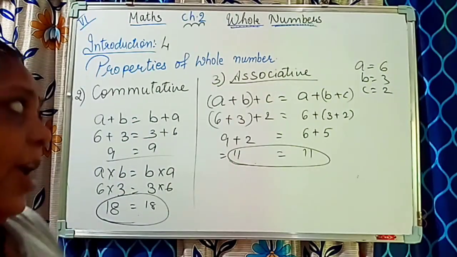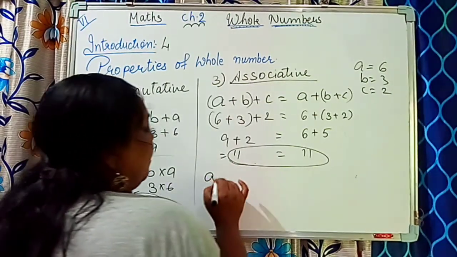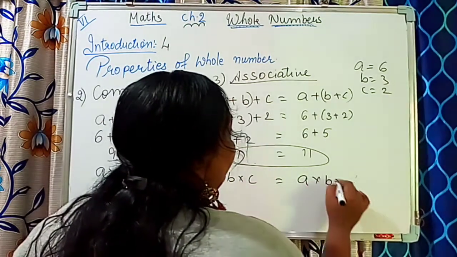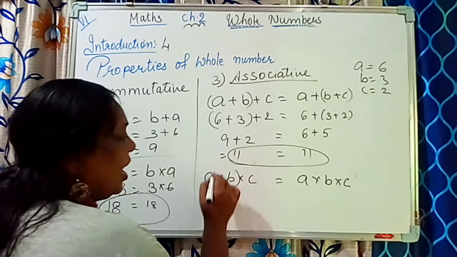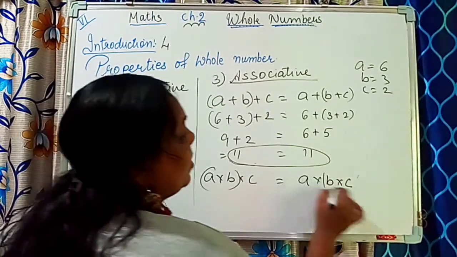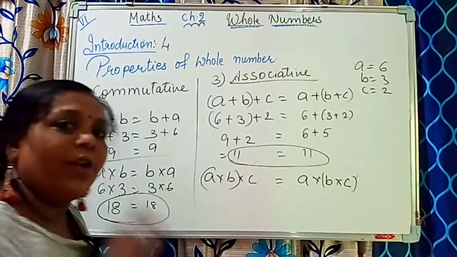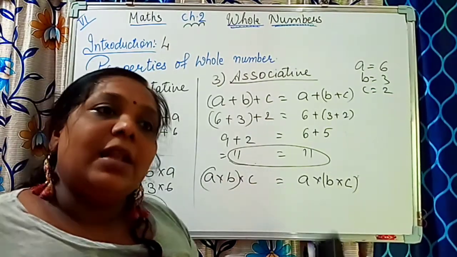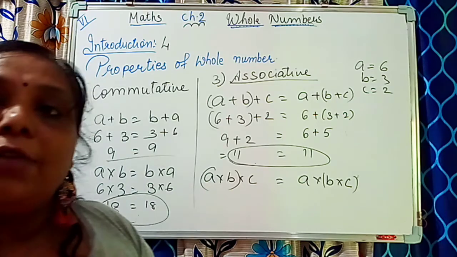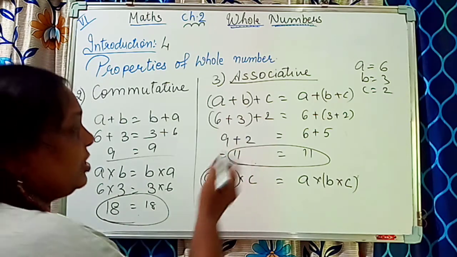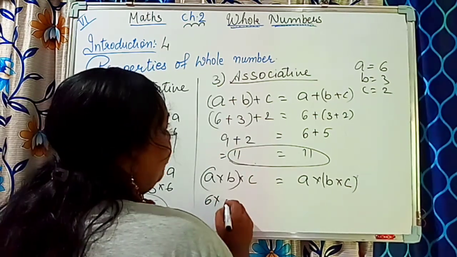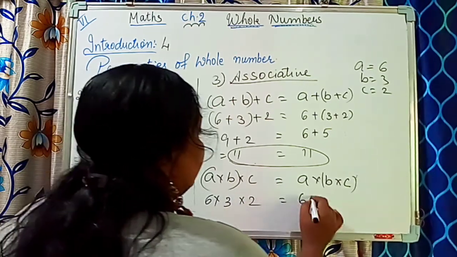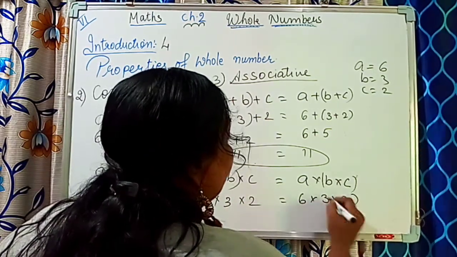The same way. Okay. A into B into C is equal to A into B into C. Either we'll take A into B in bracket or B into C. Whatever number we take in the bracket, the same number will come in the equal form also. If suppose here 6 into 3 into 2, 6 into 3 into 2. So this will be the bracket.